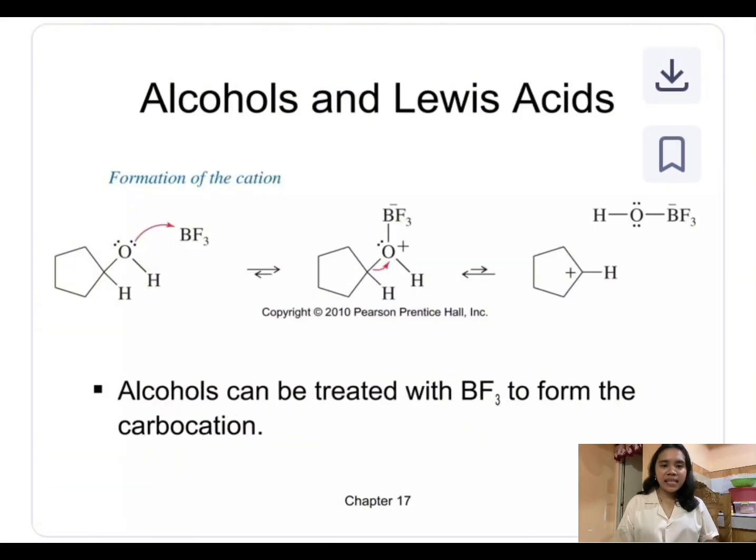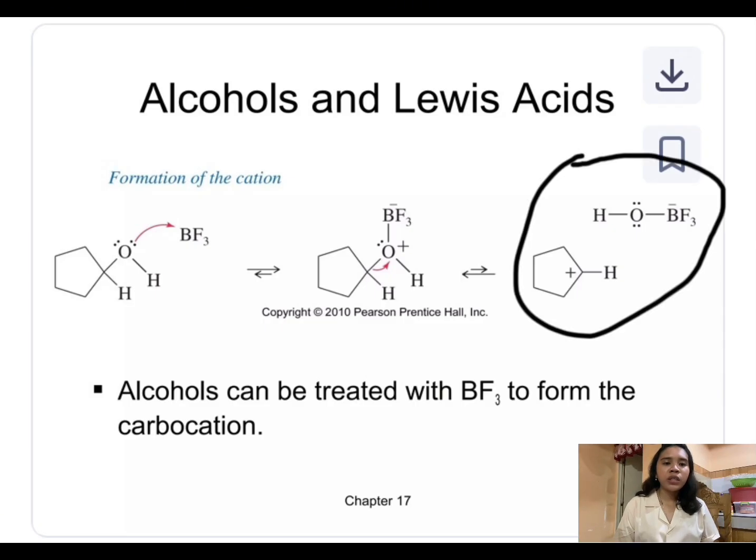Alcohols and Lewis acids. This section shows how alcohols react with Lewis acids, specifically boron trifluoride. So the reaction here: boron trifluoride, a Lewis acid or electron acceptor, coordinates with the oxygen atom of the alcohol. This coordination forms a complex where the oxygen becomes positively charged. Carbocation formation. The subsequent loss of a proton from the alcohol generates a carbocation. This carbocation can then participate in other reactions.